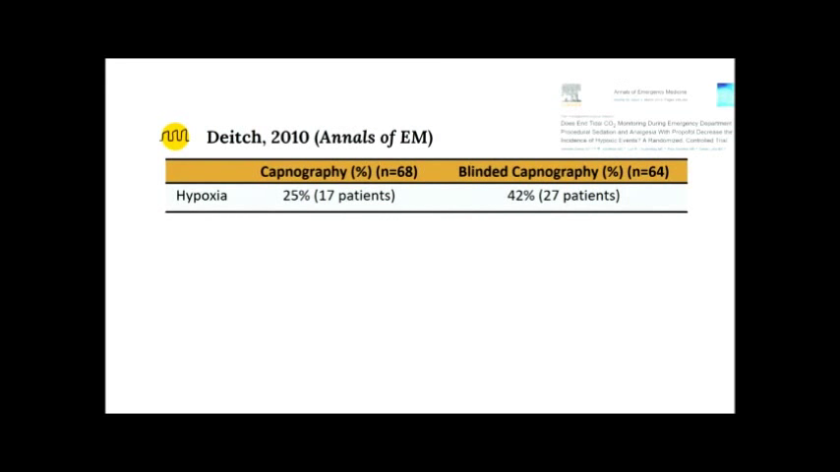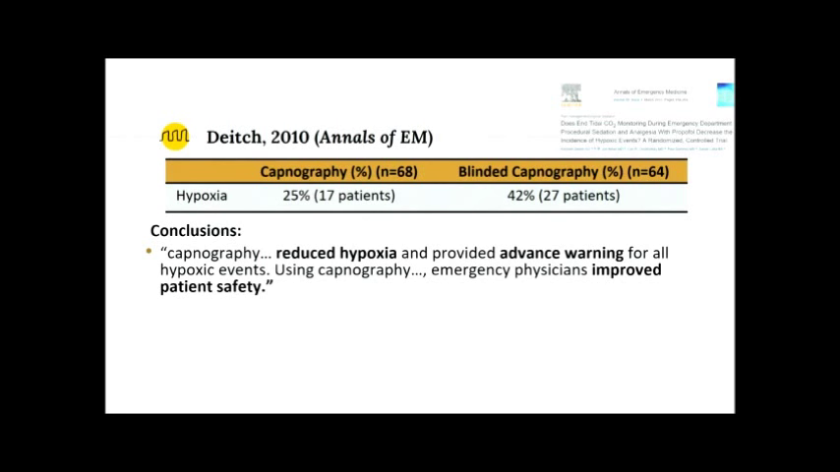But their findings can essentially be summarized by this one table, that there was a statistical increase in hypoxia in the blinded capnography group. So 42% of patients in the blinded capnography group experienced hypoxia, and only 25% in the capnography group experienced hypoxia. So this is a relative change of about 40%, and that number is going to come up a little bit later, that 40%. So their conclusions from this was that capnography reduced hypoxia, and they suggested that the reason it reduced hypoxia was because it provided an advanced warning for the hypoxic event to happen. And thus, by using capnography, emergency physicians improved patient safety.